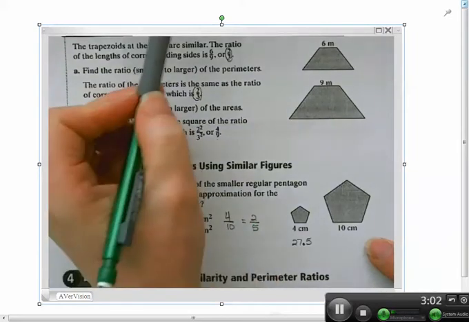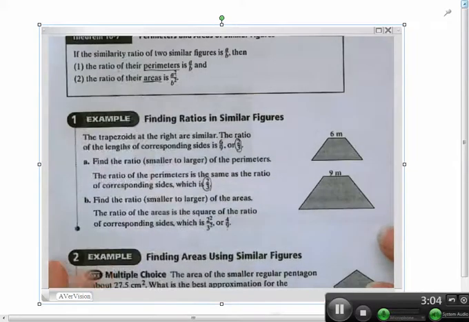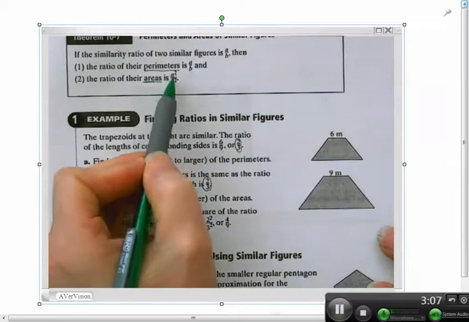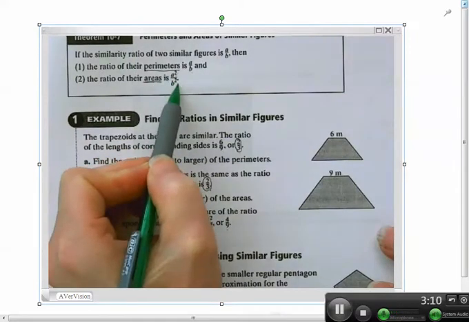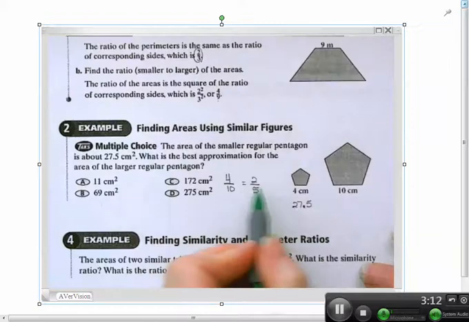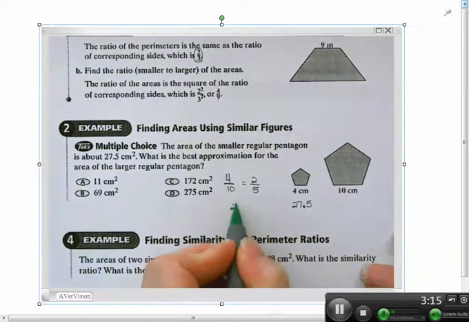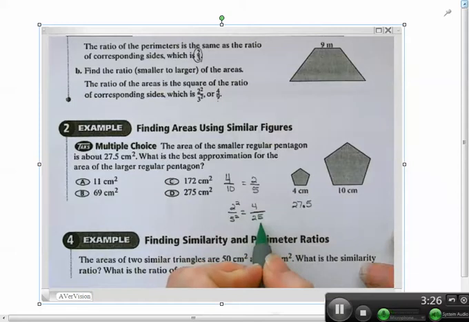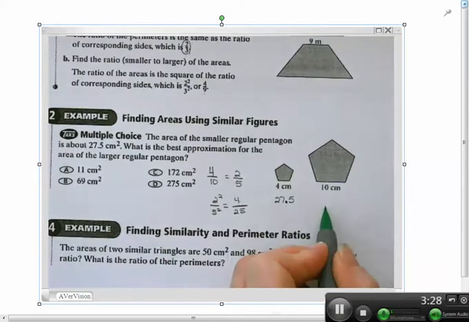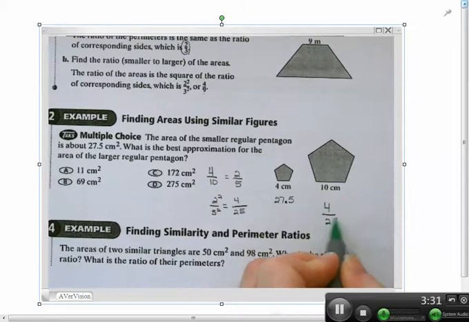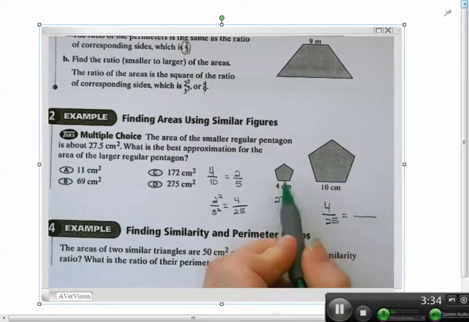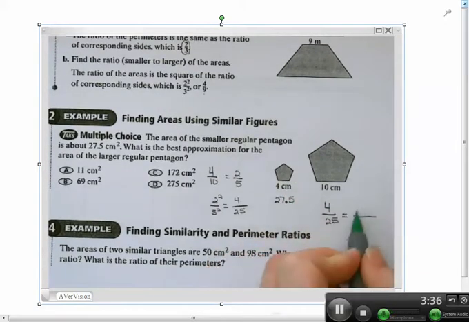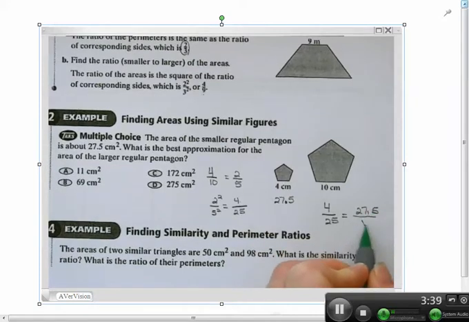Remember back on your notes at the top that the ratio of the areas will be A squared to B squared. So we're going to square: 2 squared to 5 squared. 2 squared is 4, 5 squared is 25. So the ratio of the areas will be 4 to 25, small to large. Let's put that over here. 4 to 25 is going to equal the area of the small pentagon, which we know to be 27.5, over the area of the large pentagon.